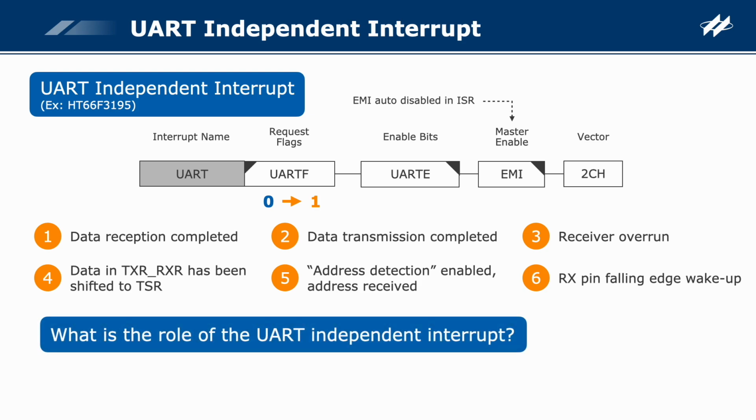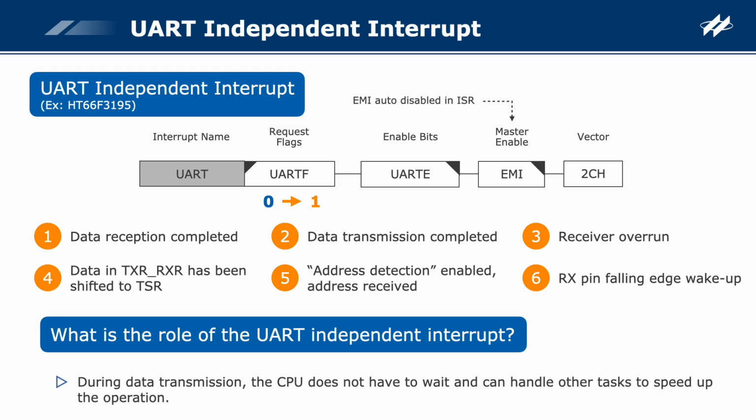Then what is the role of the UART independent interrupt? During data transmission, the CPU does not have to wait and can handle other tasks to speed up the operation.